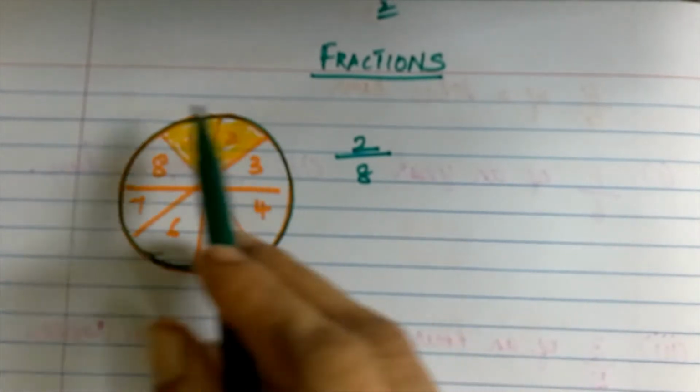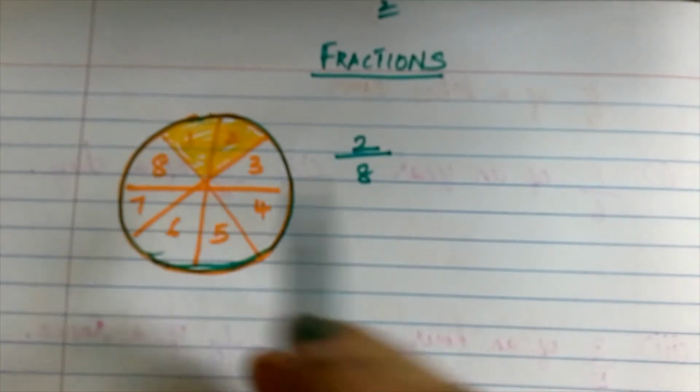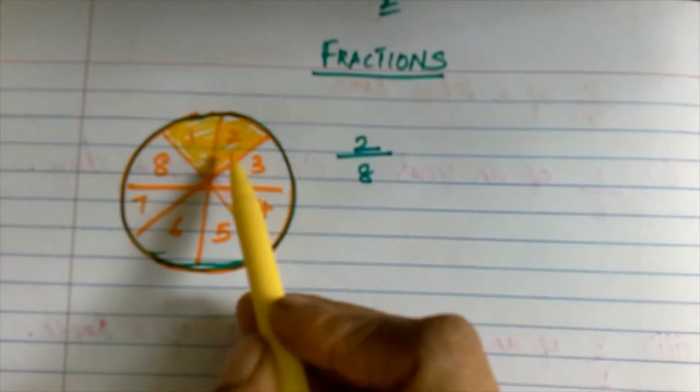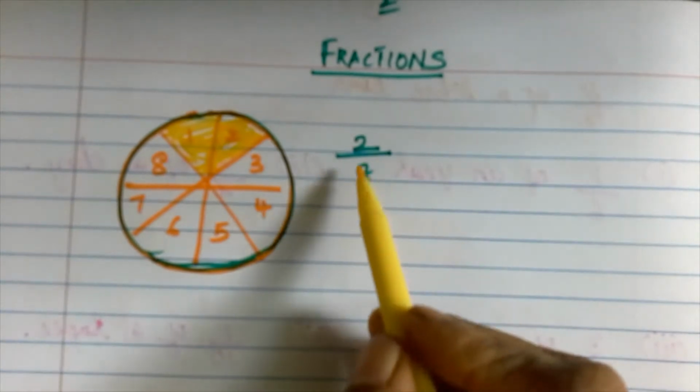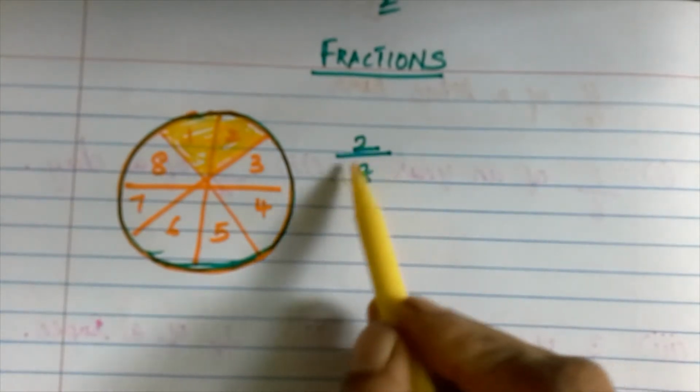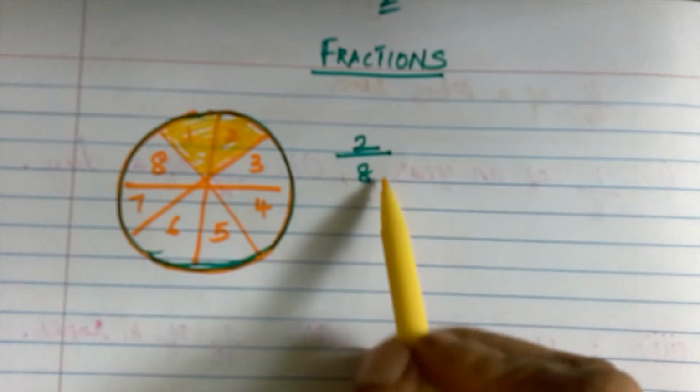In case we've ordered a pizza and this pizza has 8 pieces, and suppose you are going to eat two slices out of 8. We're going to represent it as 2 by my total number of slices, 2 by 8. So this is called a fraction.